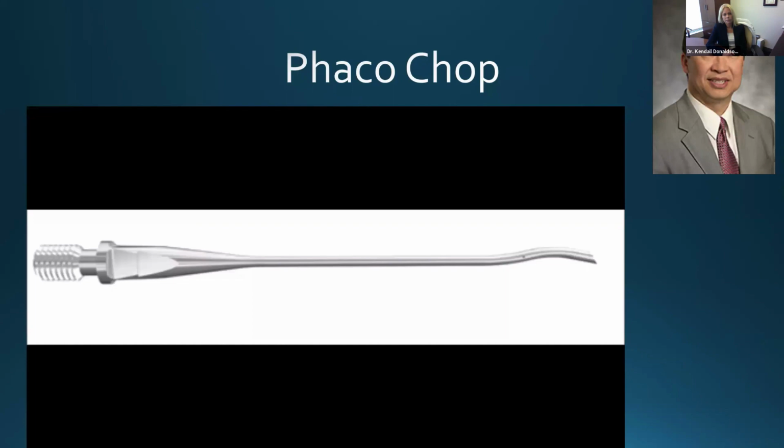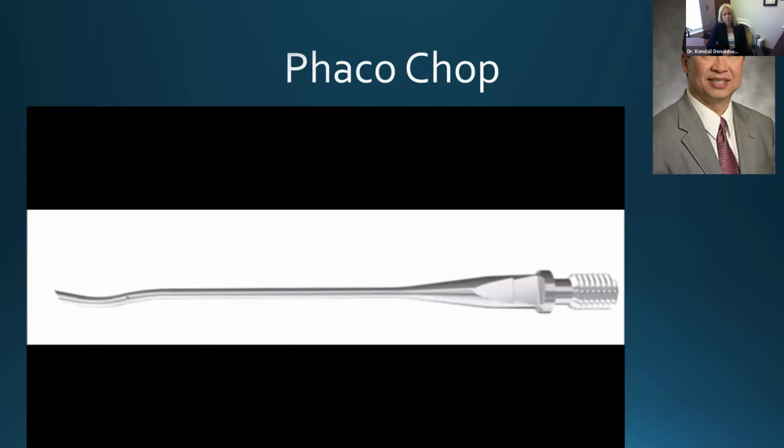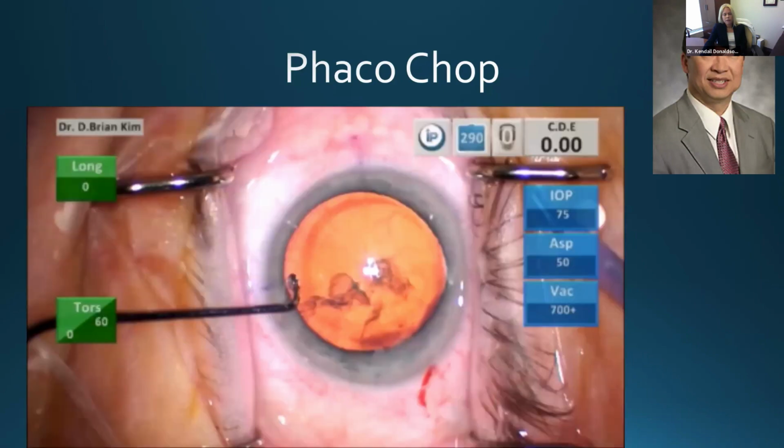This is the Alcon balance tip. This is a proposition, but I flip it 180 degrees so that it's beveled down. And you can see when it's beveled down, there's actually a little bit of a curvature to the phaco tip. And I use that curvature as the part that actually touches the lens as I fracture it, pushing it.